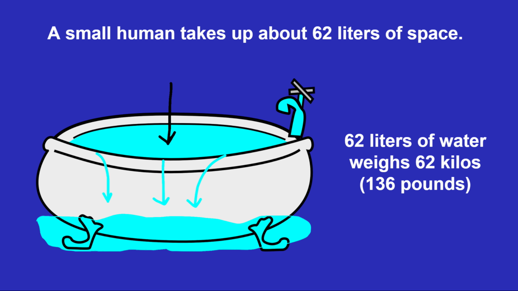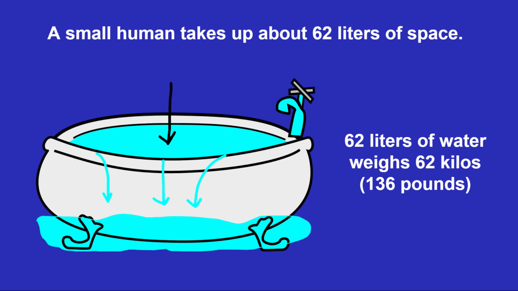Now, a larger human will take up more liters of space, and then a smaller human will have a smaller volume. But if you fill the bathtub all the way to the very top, and then you get into the bathtub and sink yourself completely under the water, then a bunch of water is going to come out. And how much water will that be? Well, as much water as the amount of space that you take up. And since you, hypothetically, in this scenario, take up 62 liters of space, that means that 62 liters of water has come out of that bathtub.